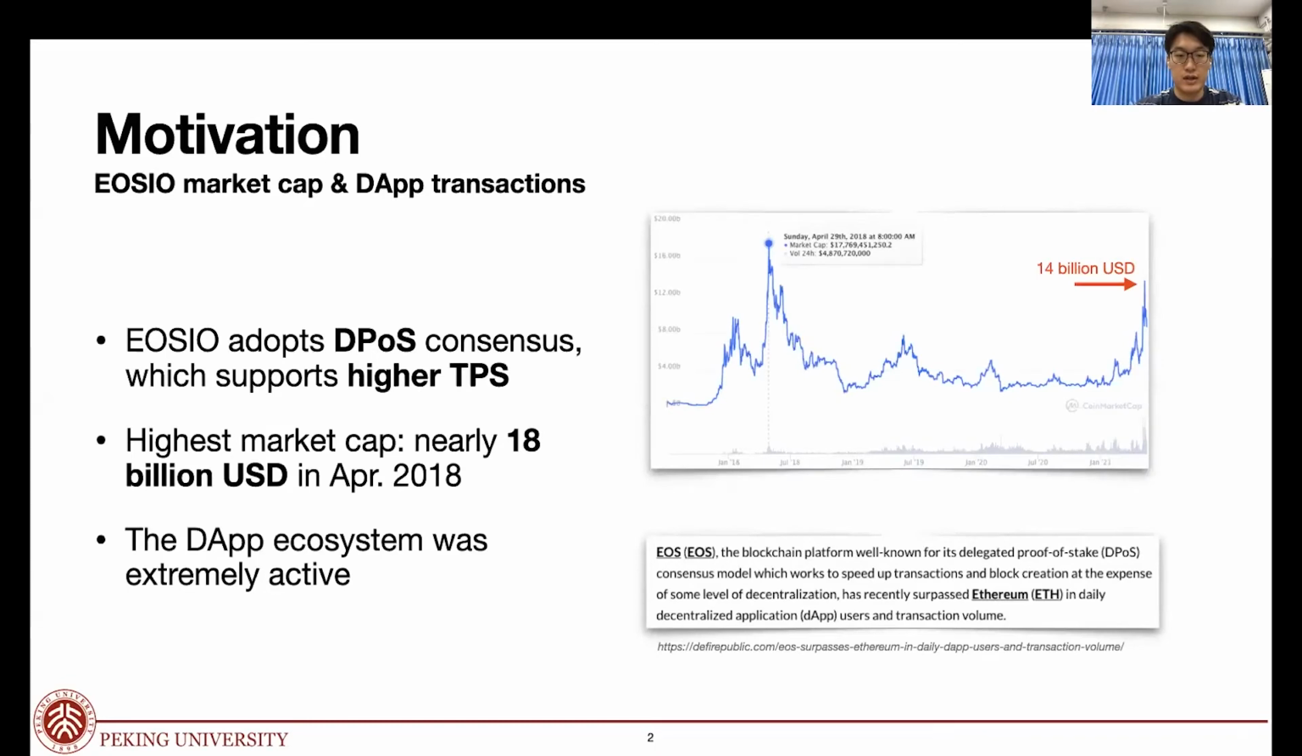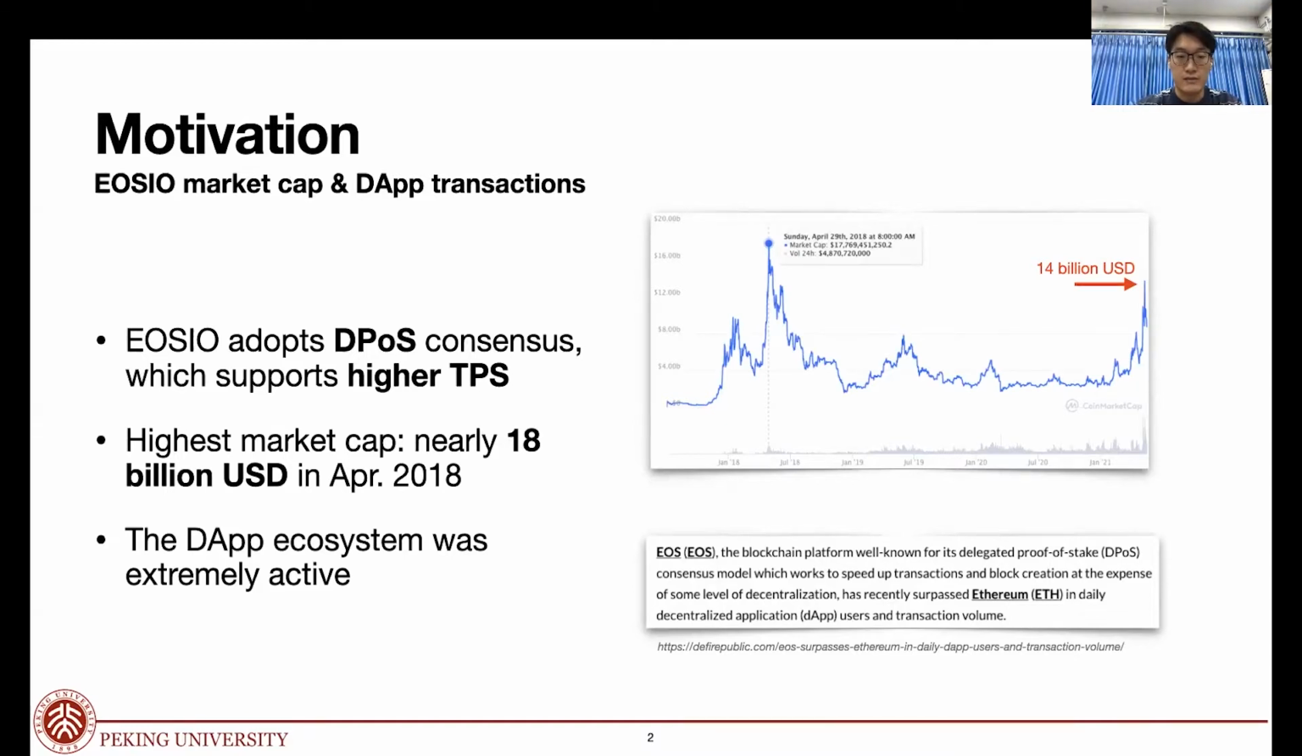First, I will talk about our work's motivation. EOSIO is the first well-known blockchain that adopts DPoS as its consensus algorithm. DPoS can make the TPS of EOSIO tens or even hundreds of times that of Ethereum and Bitcoin.